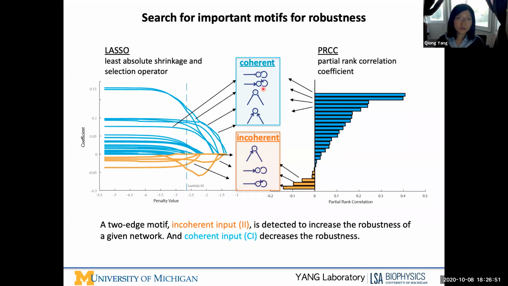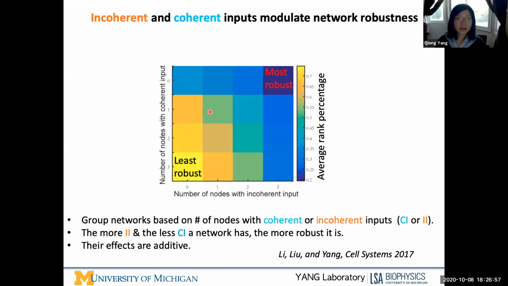So to see whether these motifs actually play a role in the topology, we go back to our atlas again. But in this case, instead of grouping them based on their core composition, we group them simply by counting how many nodes have the incoherent input and how many nodes have the coherent input, regardless of the core composition. Okay, so now what you see is that the larger the number of incoherent inputs and the lower the number of coherent inputs, the more robust the topology is. And indeed, these effects are additive, as you can see from the color map here.